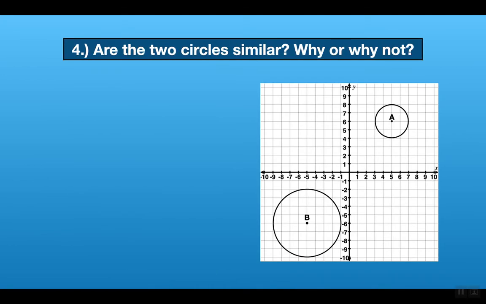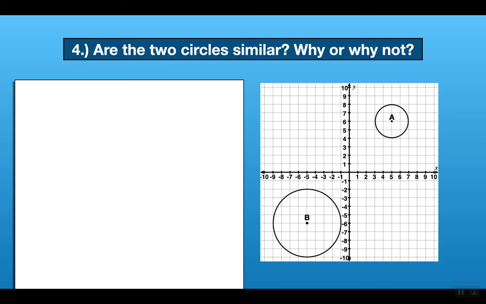Are the two circles similar? Why or why not? Well, the first part of our answer is very straightforward. All circles are similar, no matter what. No exceptions. So if you ever see a question asking you if two circles are similar, automatically the answer is always yes, because all circles are similar. It's impossible for one circle to not be similar to another circle. All right, so all circles are similar.